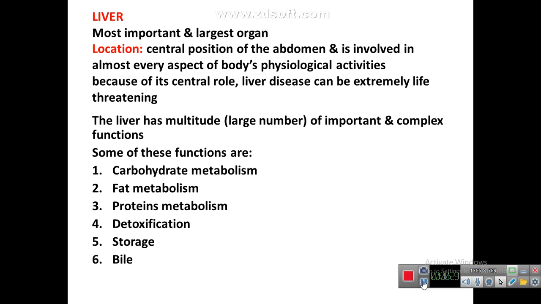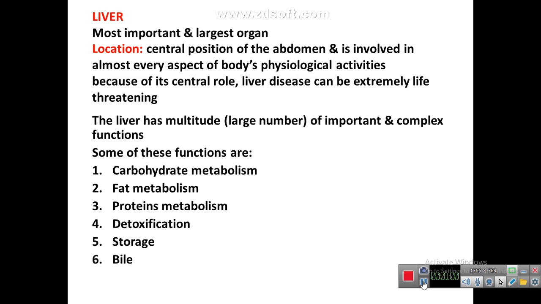physiological activities. Because of its central role, liver diseases can be extremely life-threatening. The liver has a multitude of important and complex functions. Multitude means a large number, great number, or various. Some of these functions are carbohydrate metabolism, fat metabolism, protein metabolism, detoxification, storage, and bile.